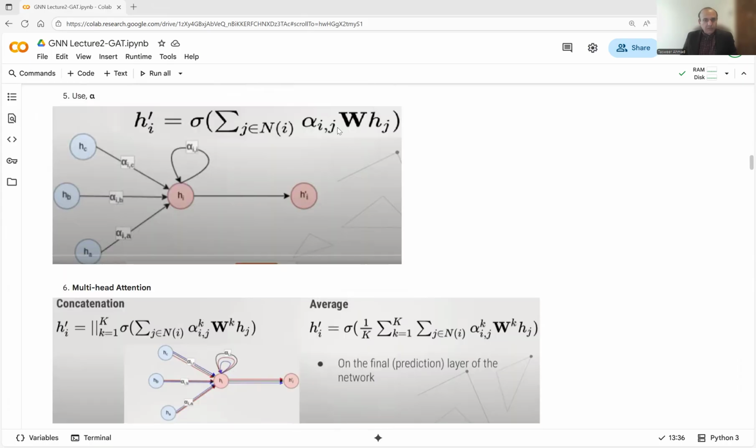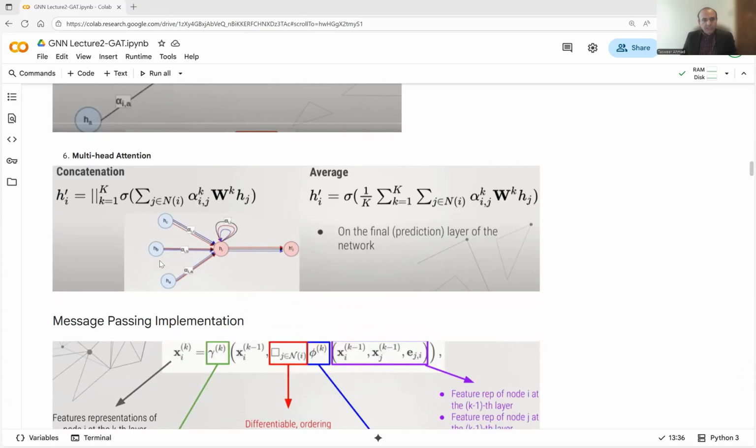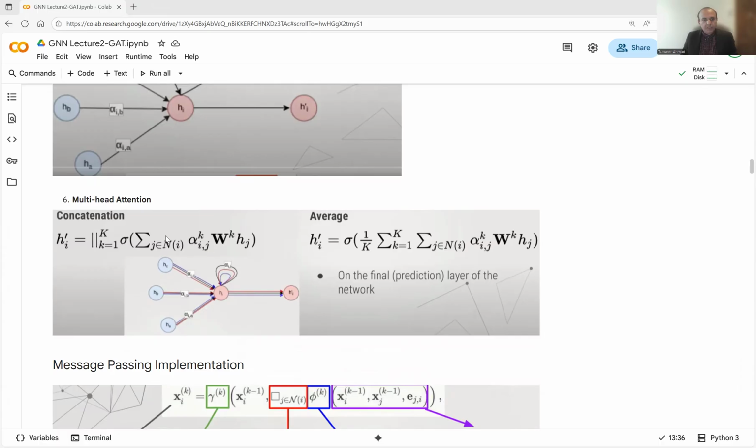So this is the same notation, but what we extra have, we have a k. K is each head that we are including, and at the end all heads are either concatenated or averaged. As the original paper suggests, in between the graph neural network layers, these heads are concatenated. At the last layer, these heads are averaged.